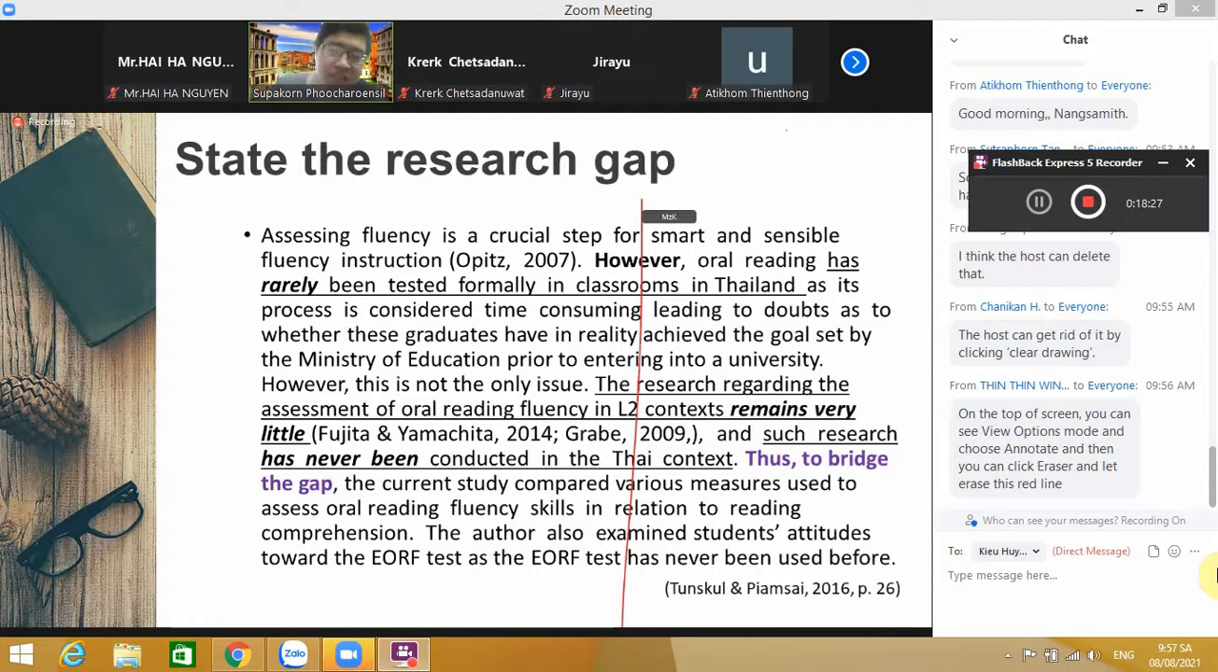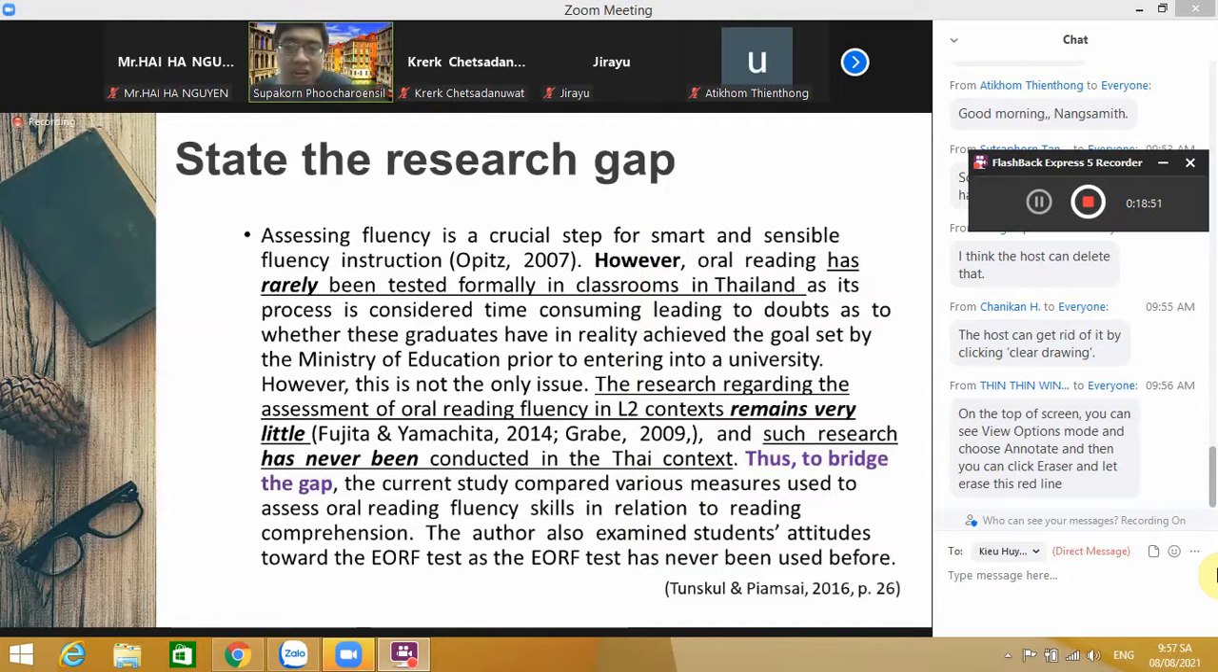Such research has never been conducted in the Thai context. So this is very important, right? You try to make it more convincing why your study is important, why your study is necessary, right? Even though it has been done elsewhere, not many studies have been conducted in Thailand, right? So you want to bridge the gap.